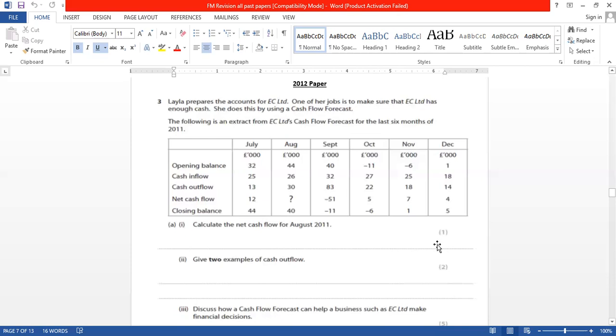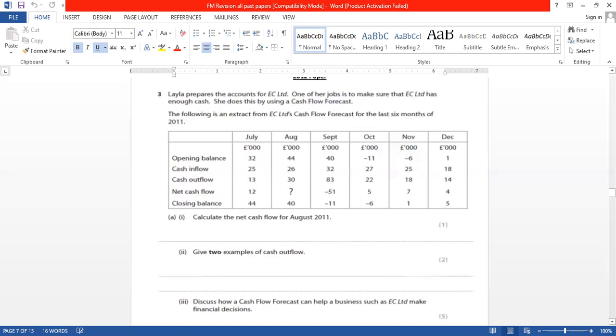And look at the other question, asking you for 2 examples of cash outflow. You have to understand what the examples of cash outflow are. Because this is a case study, EC Limited is called Erin's Chocolate. So, a small chocolate manufacturing business. What are the cash outflows here? Yes, Samara, you can answer.